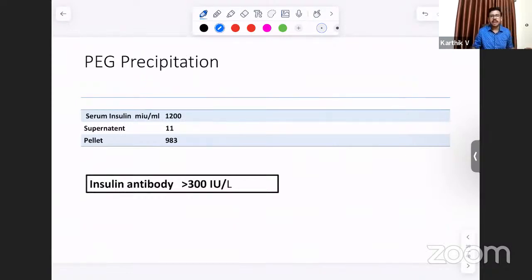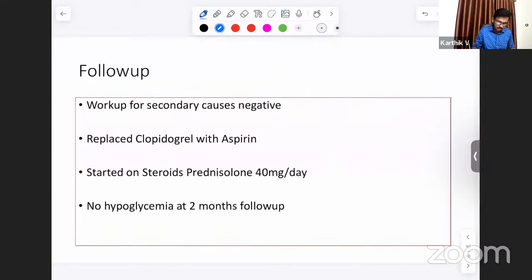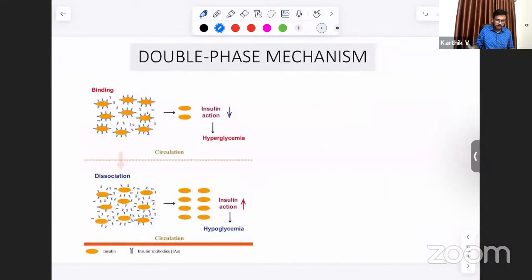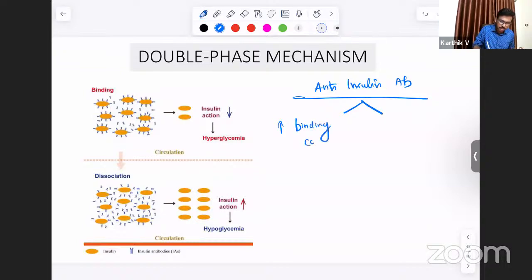So in Hirata, what is happening is that, I'll show you. The classical abnormality is the anti-insulin antibody. Okay, the patient develops anti-insulin antibody. But you may think that if the patient is having anti-insulin antibody, the patient should develop hyperglycemia, not hypoglycemia, right? But this anti-insulin antibody has got two peculiarities. It has got a high binding capacity to insulin, but low affinity.